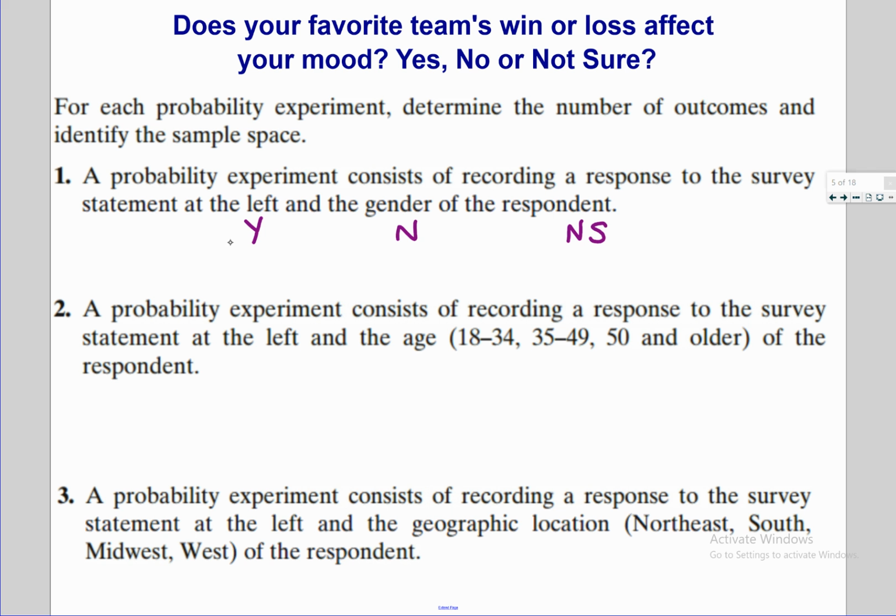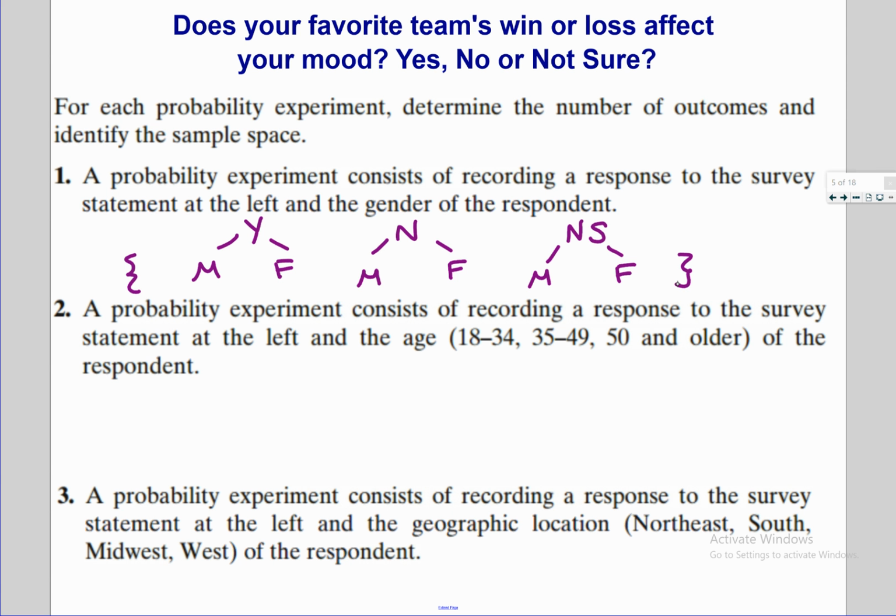From there then, we're gonna get the gender of the respondent, and we're just gonna stick with male and female right now, okay? So male, female, male, female, male, female. Okay, so there are 6 possible outcomes. If you're going to list the sample space, then that last row is going to consist of it.